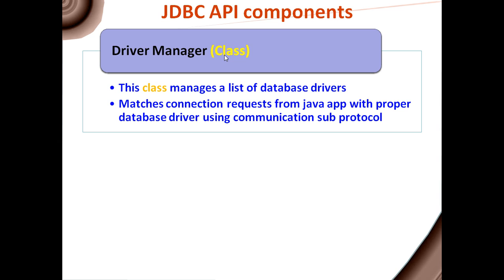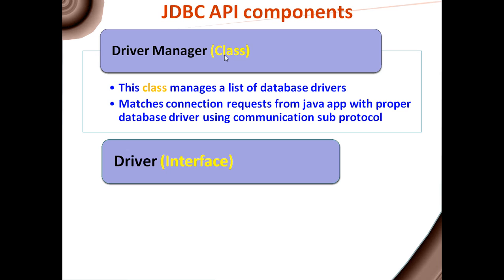It's going to match the request from the Java application with the proper database using communication sub-protocols. That means internally it has a mechanism to match that request. Say, for example, a Java application makes a request to connect to MySQL, then that request will be matched internally. It will check the different communication protocols and see whether it can connect to that particular driver and access the database, or it cannot. Essentially it matches the connection request.